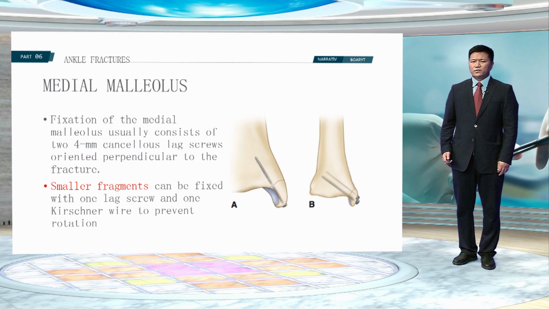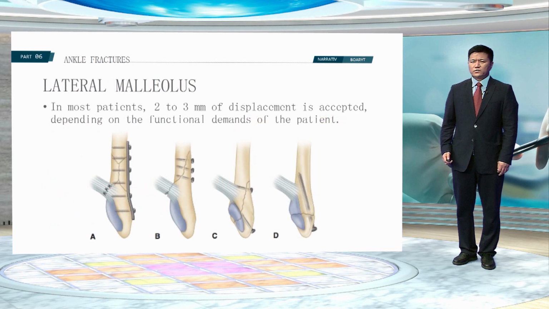The first is the medial malleolar fracture. Usually we use 1 or 2 screws to fix the fragment. For the lateral malleolar fractures, we can use plate and screws to fix it. It depends on the fragment, large or small.